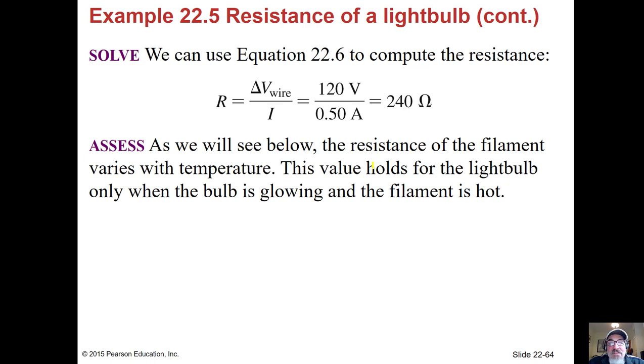As you'll see below, the resistance varies with temperature. So this value holds only when the bulb is glowing and the filament is hot. Okay, so there is a temperature dependence. Temperature really just means how fast molecules are moving. So when the temperature of the wire goes up, particles in the wire are moving faster, and it's harder for the electrons to get through there. That's the way of thinking about it.